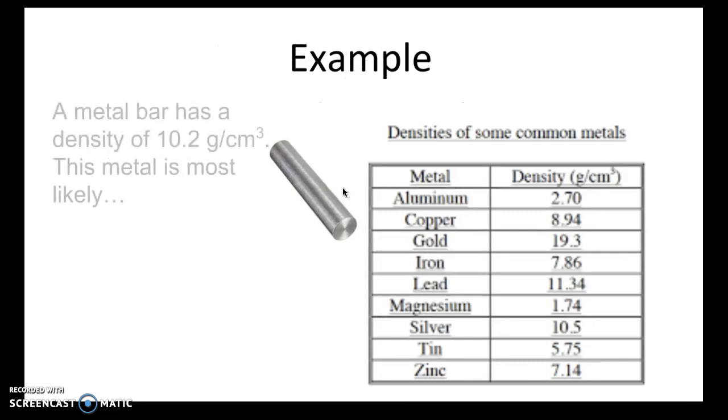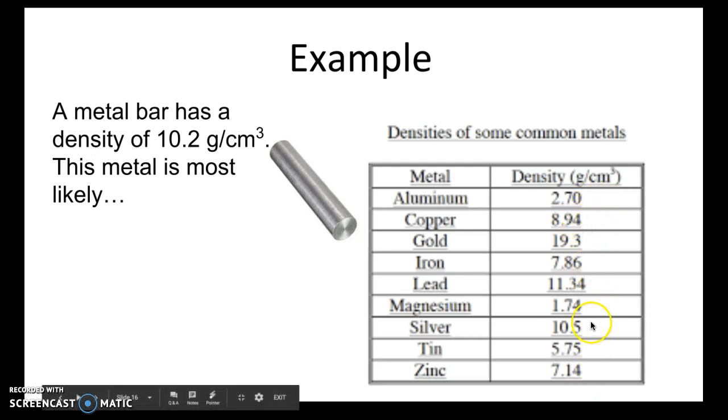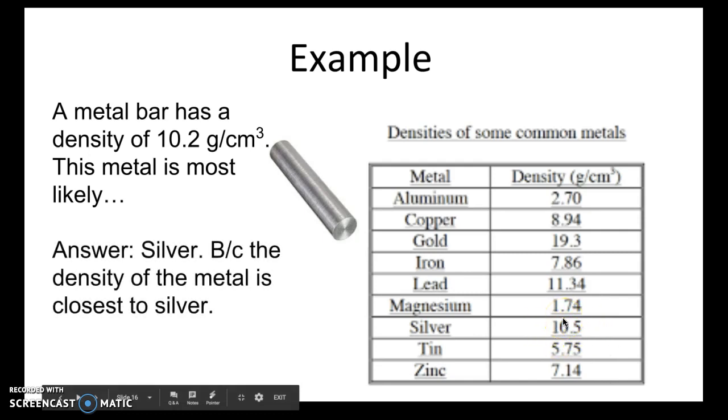Let's look at an example of that. So in this example, it says a metal bar has a density of 10.2 grams per centimeter cubed. This metal is most likely... So we're going to look on our density chart, and I'm looking for something with a density close to 10.2 grams per centimeter cubed. Remember that last digit there can be a little bit off, so that sometimes can happen from experimental error. All right, so I'm looking at my chart here, and the only metal that's closest to it, according to this chart, would be silver. And so I would say the answer is silver because the density of the metal is closest to silver.